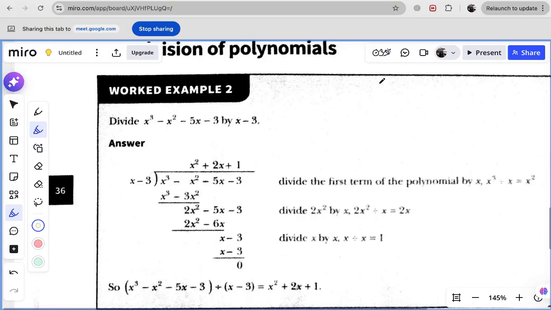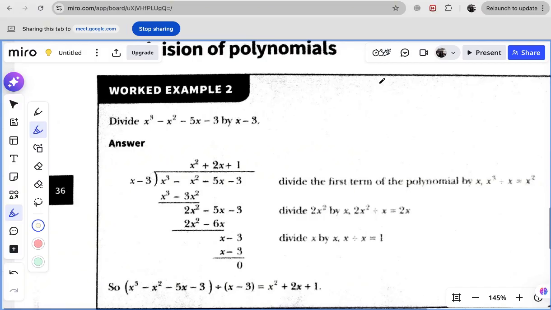So you get x to the power of 2. Now use that x to the power of 2 to multiply everything outside here. Remember, the only answer you have now is only this. You've not reached these ones yet. You only had x to the power of 2. Take this x to the power of 2 times x, you get x to the power of 3.